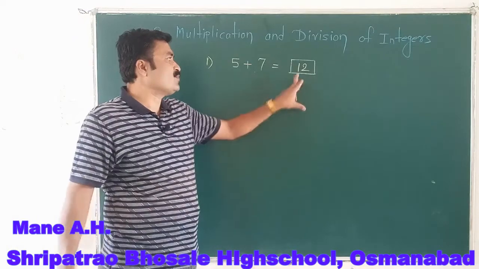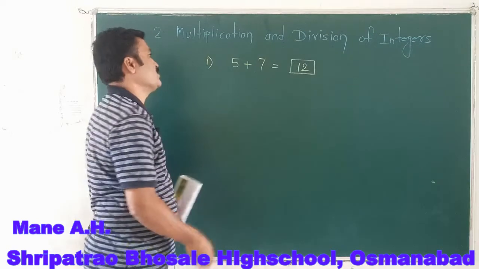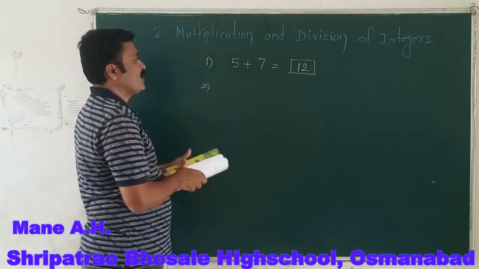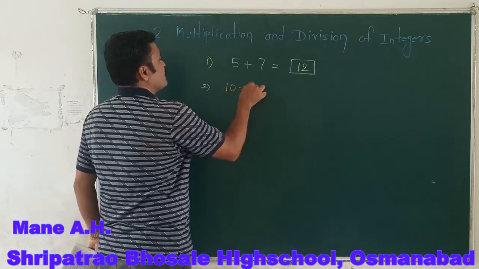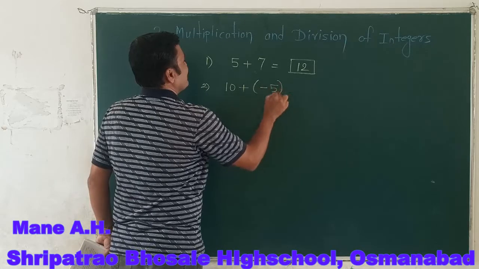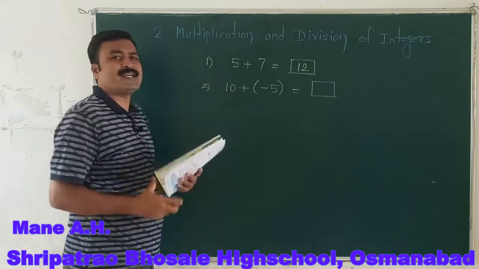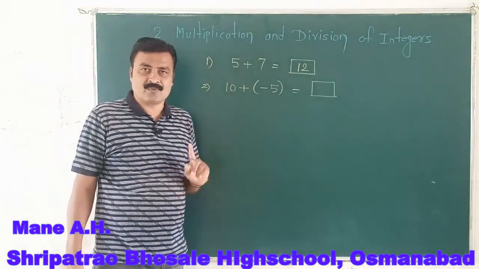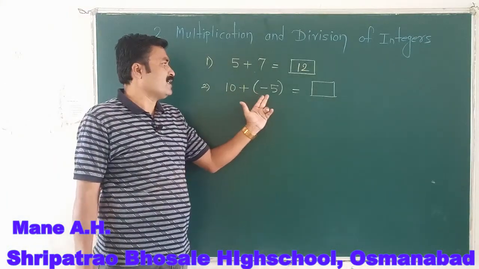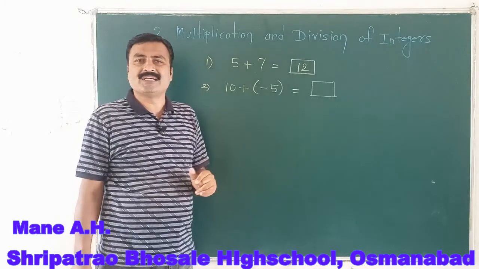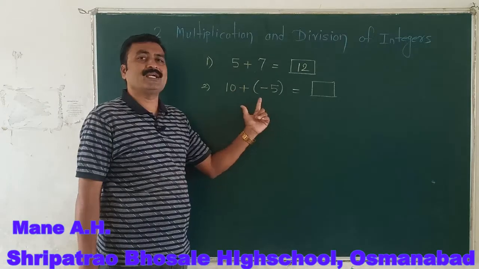Now this 12 is a plus 12, a positive integer. Let's remind ourselves here. Thereafter, in the same question, the second example is given in this way. Let's observe here: 10 plus, in brackets, minus 5 is equal to box. Now this is also an example based on the addition process. Now 10 is a positive integer and minus 5 is a negative integer here. So this is the addition between one positive and one negative integer.